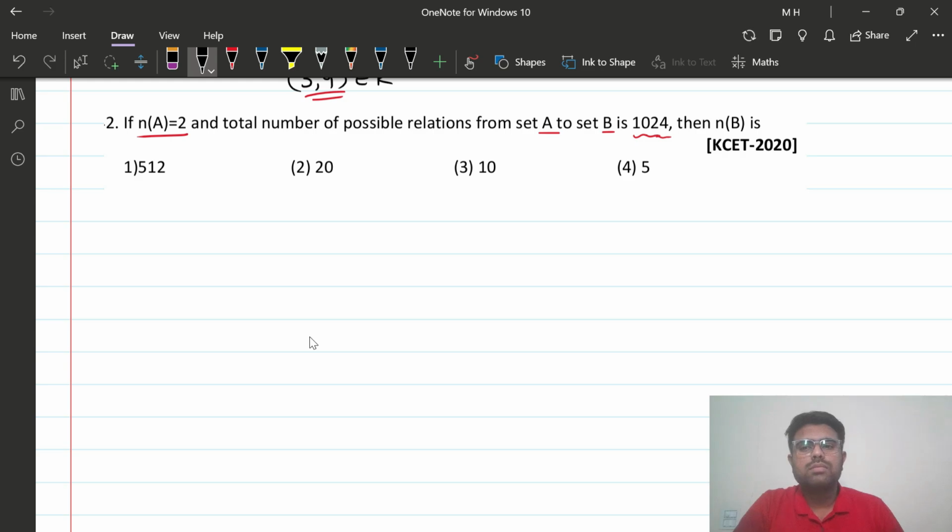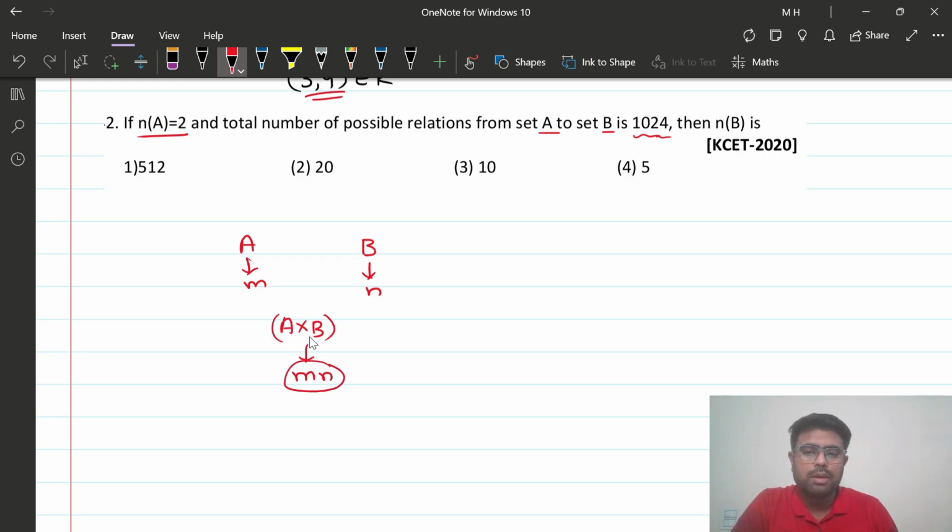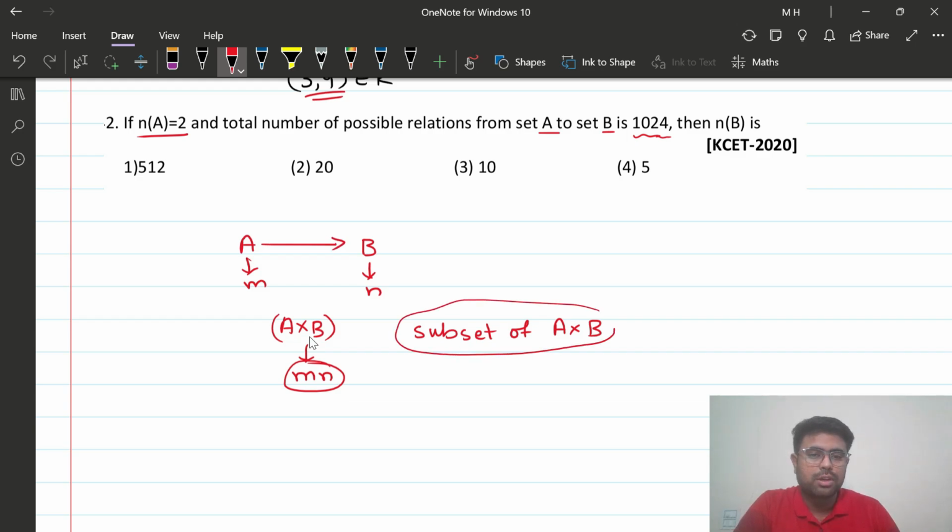Okay. So what is the concept here? The concept is if A has m elements and B has n elements, then A cross B will have m cross n elements, that is m into n elements. What is the relation from A to B? The relation from A to B is a subset of A cross B. It is a subset of what? A cross B. So in order to count the relations from A to B, it is better that I count the number of subsets of A cross B.